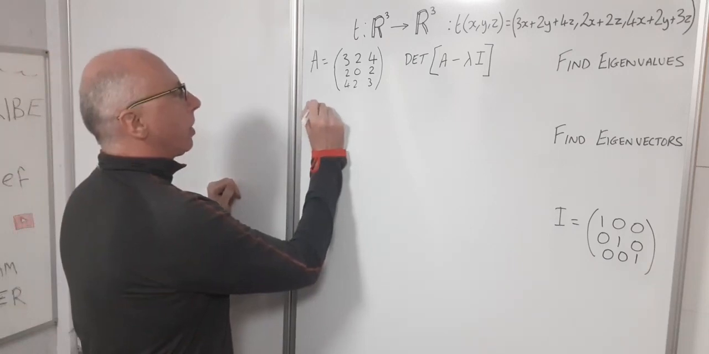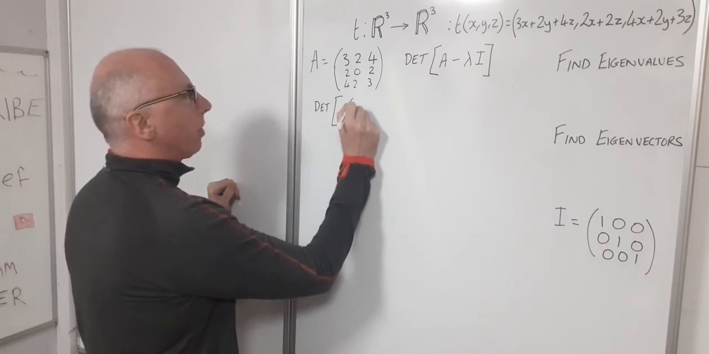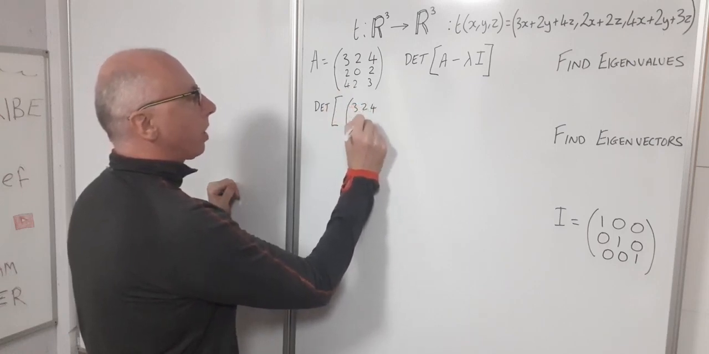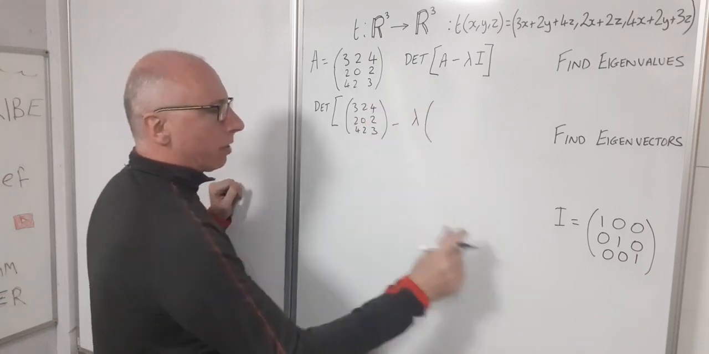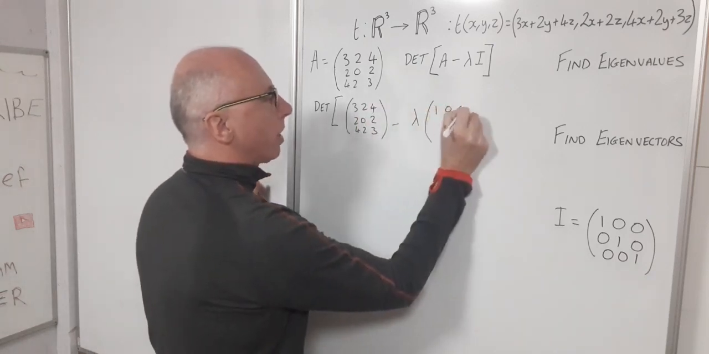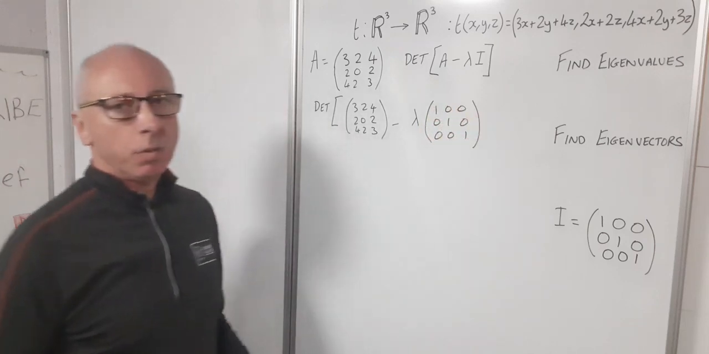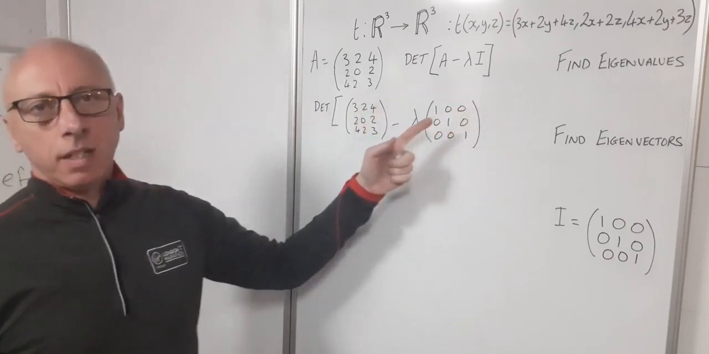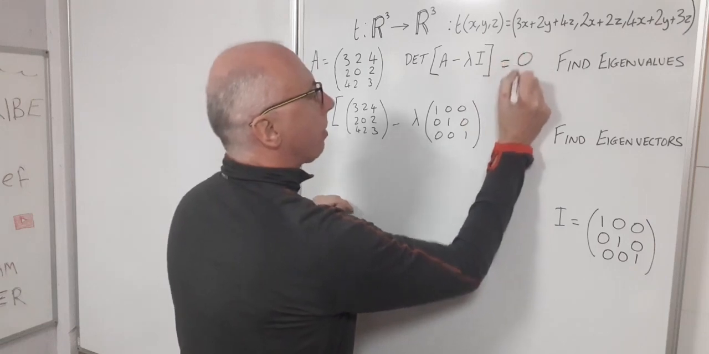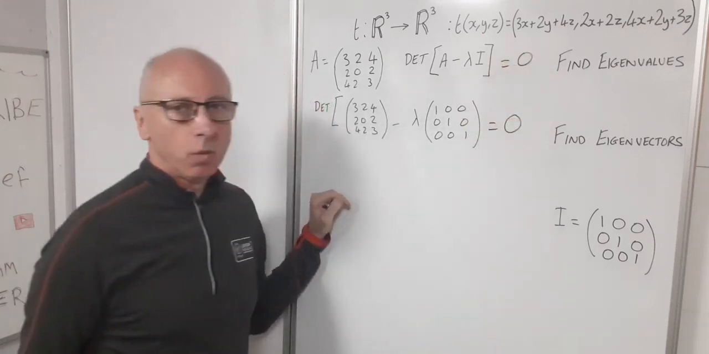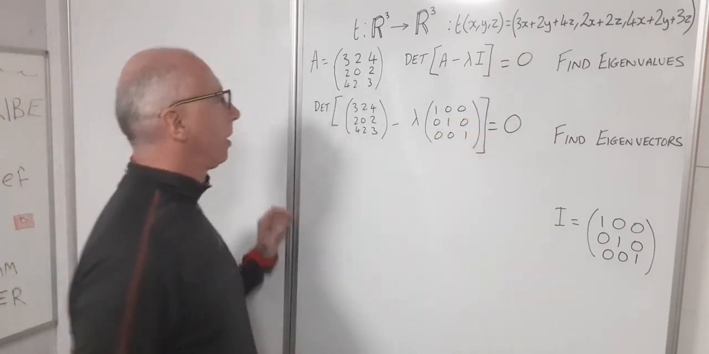So now we want the determinant of A, which is this one here, 3, 2, 4, 2, 0, 2, 4, 2, 3, and minus lambda times this, which is 1, 0, 0, 0, 1, 0, 0, 0, 1. And then what we do, this determinant here, we set it to be 0 and then solve for lambda. So this now becomes 0, and we set this matrix also to 0. Okay, right, let's put a bracket around all of that.